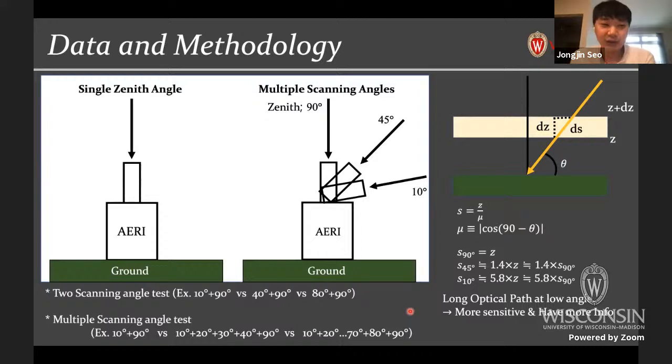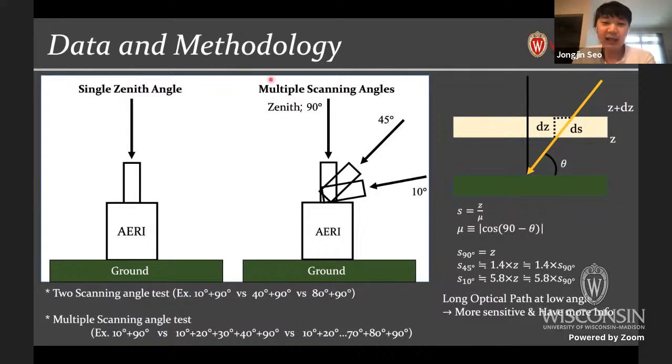This slide shows what multiple scanning angles are and why they are expected to be useful to improve retrievals near the surface. The original ARIE observed a single downwelling infrared radiance coming from zenith.